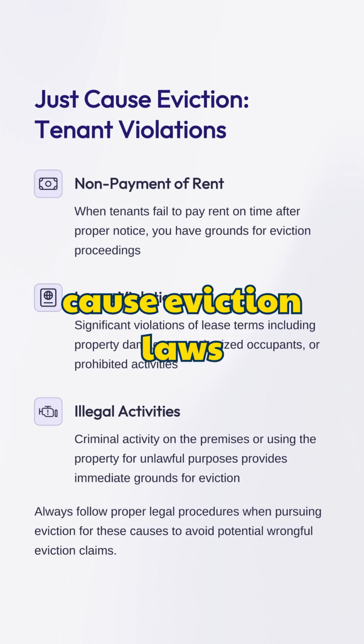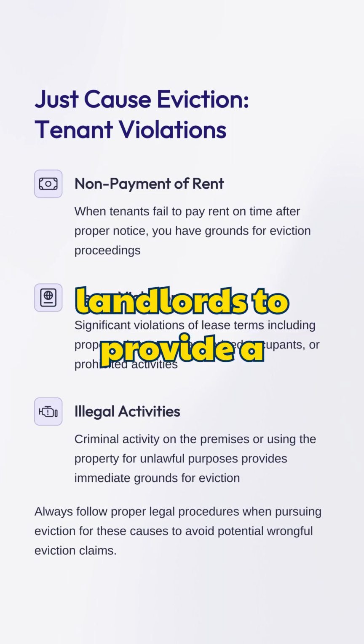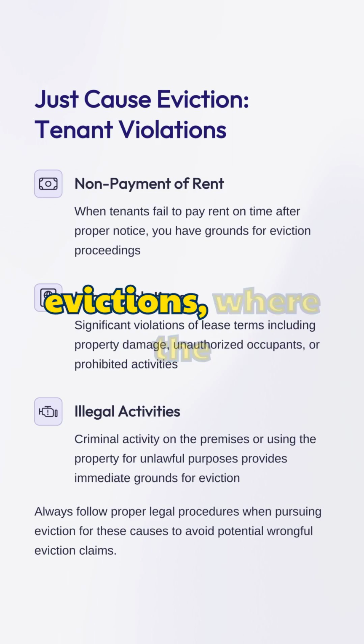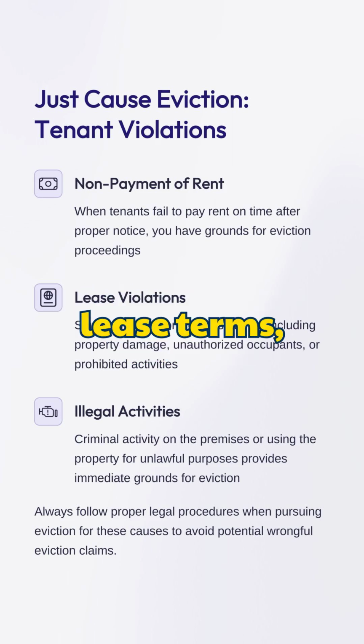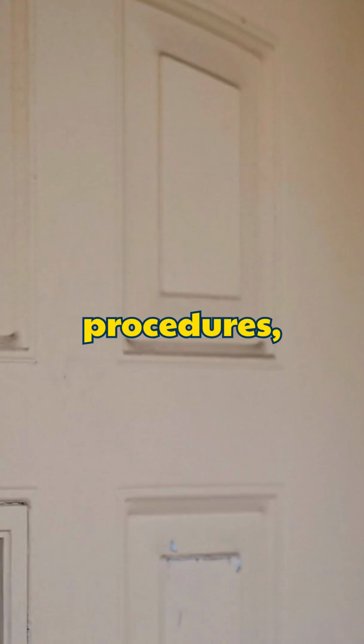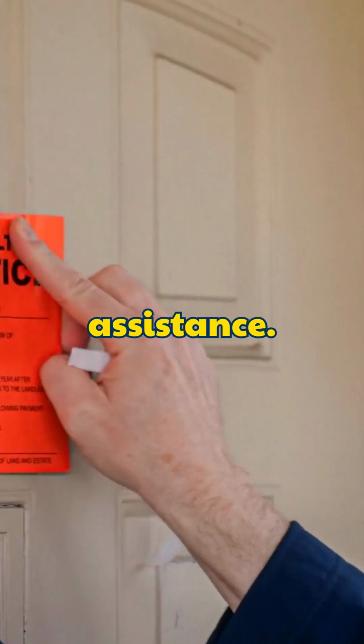Just cause eviction laws ensure that tenants cannot be removed arbitrarily and require landlords to provide a legally valid reason for eviction. These reasons generally fall into two categories: at-fault evictions, where the tenant has violated lease terms, such as failing to pay rent, causing property damage, or engaging in illegal activities. Regardless of the reason, landlords must follow proper legal procedures, including providing written notice and, in some cases, relocation assistance.